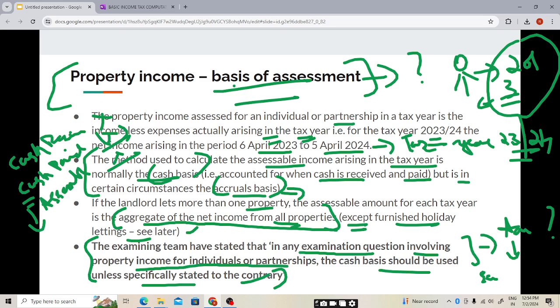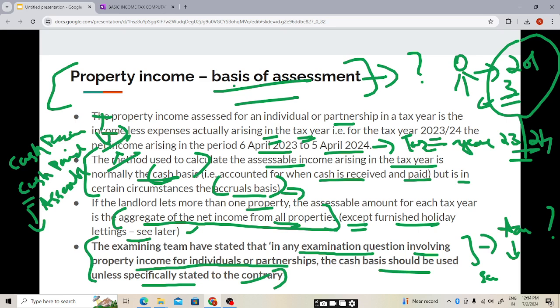The property income will be calculated under the cash basis. Accrual basis will be followed if the exam question states it particularly, or if the rules are satisfied. Mostly in the exam they will say whether you need to calculate on the cash basis or accrual. If nothing is mentioned, calculate it on the cash basis. If accrual basis is mentioned, then do the calculation according to the accrual basis.